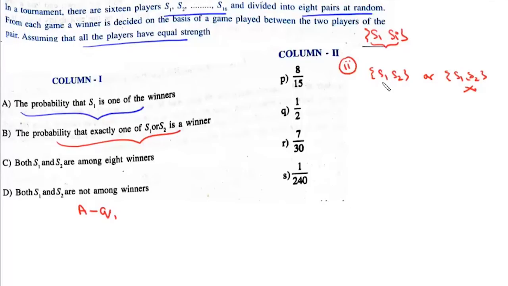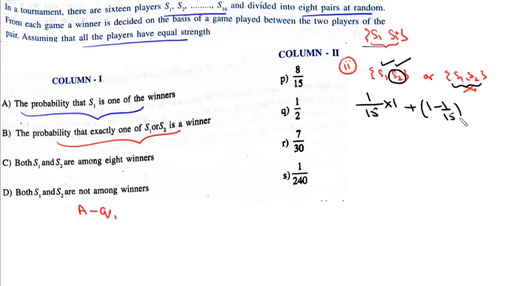Now if we look at the first case, when S1 and S2 are paired opposite each other, then if we take S1, there are 15 possible pairing combinations for S1, and from these 15 we get S1 versus S2 if we have S2 as an opponent. So this probability will be simply 1 by 15. In this case, the probability of exactly one of them winning is simply 1.